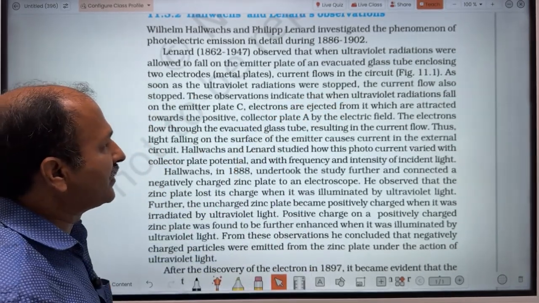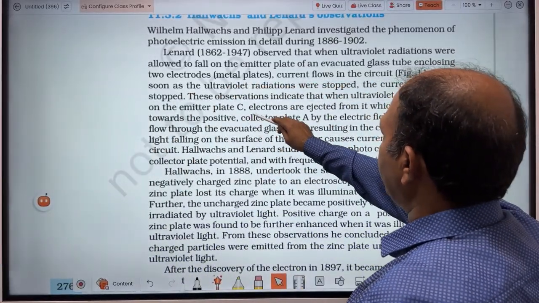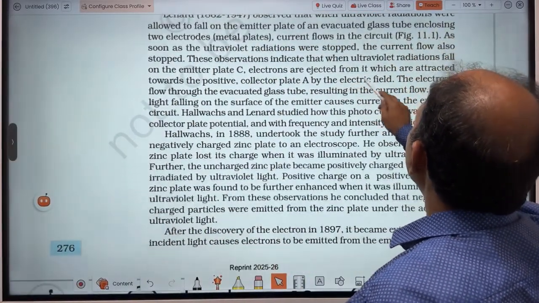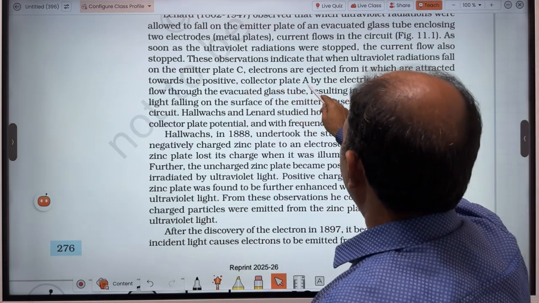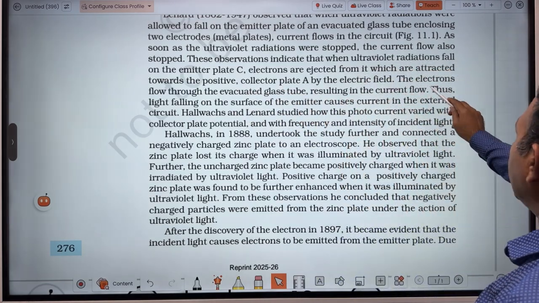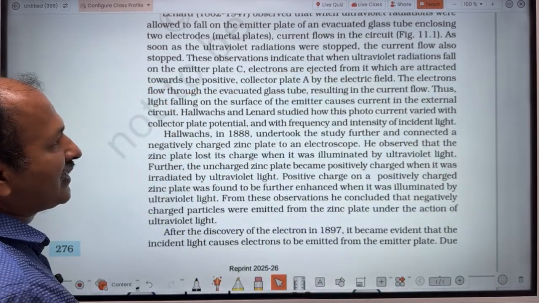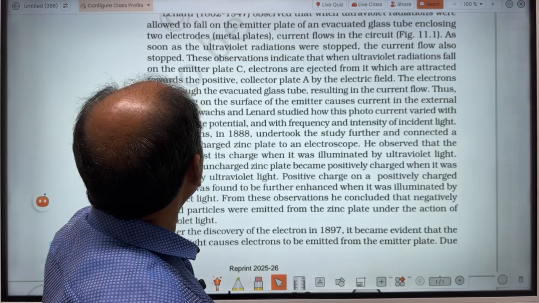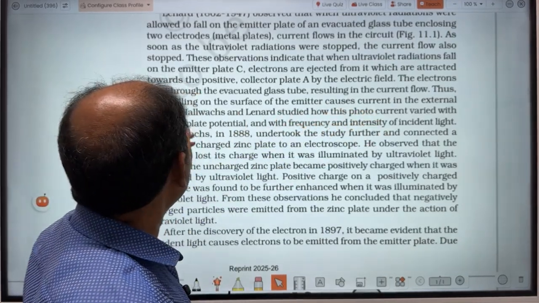These observations indicate that when ultraviolet radiations fall on the emitter plate C, electrons are ejected from it, which are attracted towards the positive collector plate A by the electric field. The electrons flow through the evacuated glass tube, resulting in current flow. Thus, light falling on the surface of the emitter causes current in the external circuit.